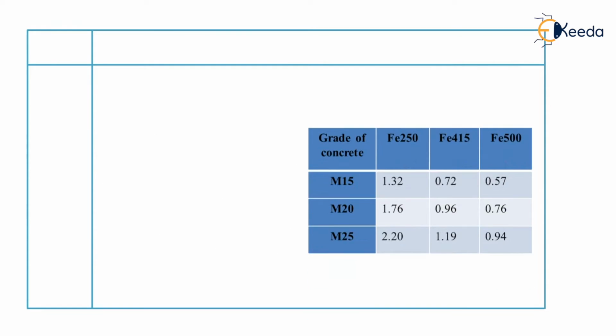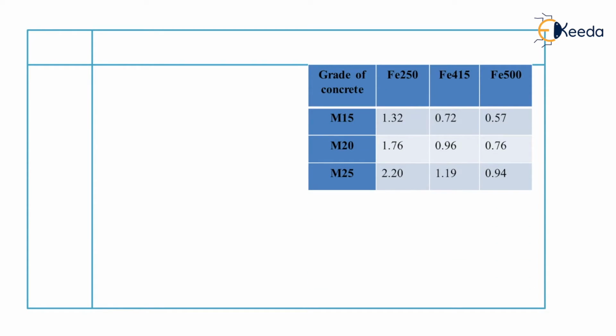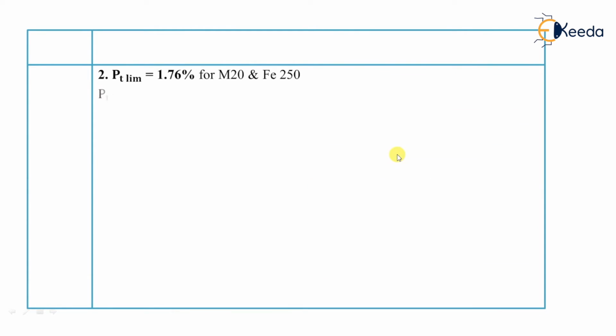Okay, now we will find out the percentage of steel, that is PT limit. So for M20 grade of concrete and Fe250 steel, here is the value in table. We can get the value of PT limit, which is equal to 1.76%. Okay, so from the formula of PT limit is equal to 100 into AST1 upon B into D, we can find out the value of AST1. So after putting all the values, here we have calculated AST1 is equal to 2420 mm square.